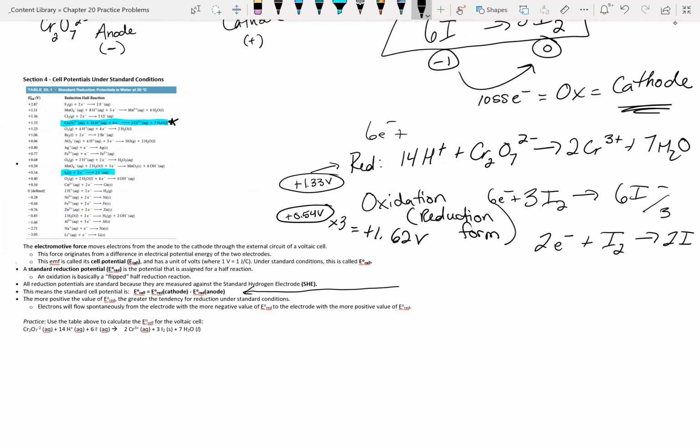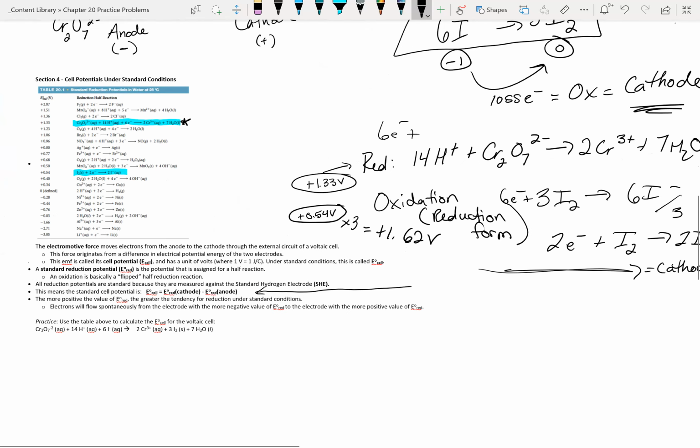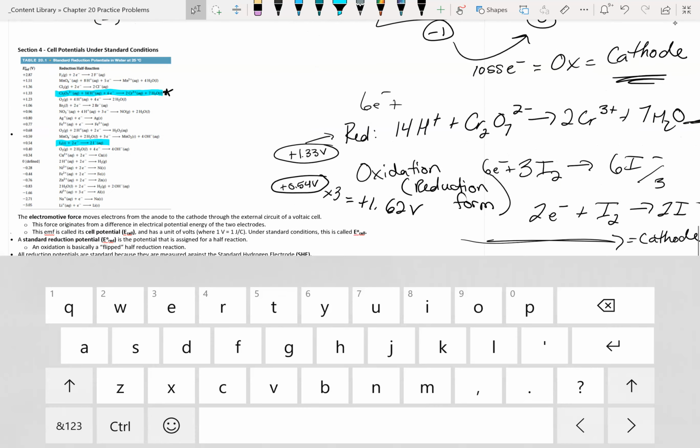Then we're going to take the values and subtract them. So we're going to do cathode minus anode. And our cathode is the one with the iodine, and that means this other one is our anode. So I'm going to remind you.